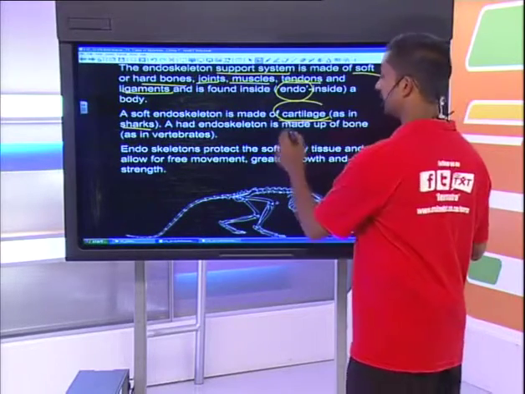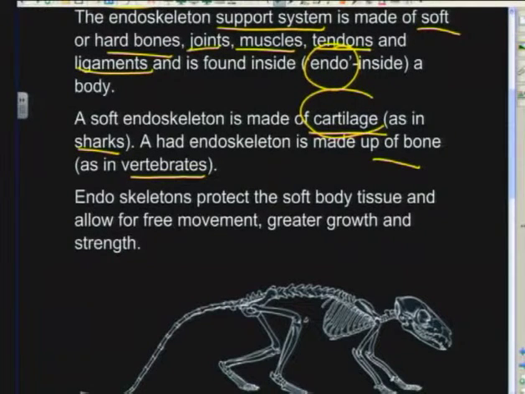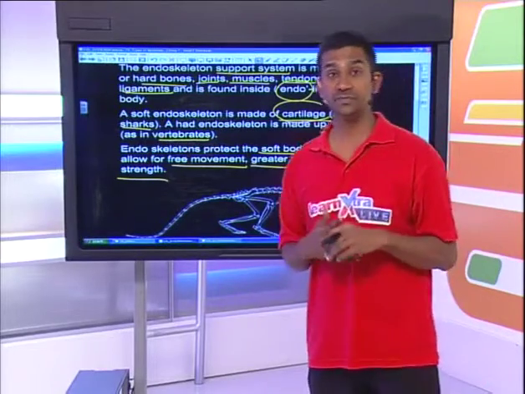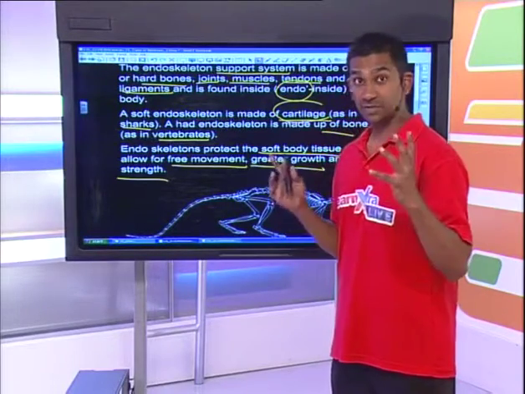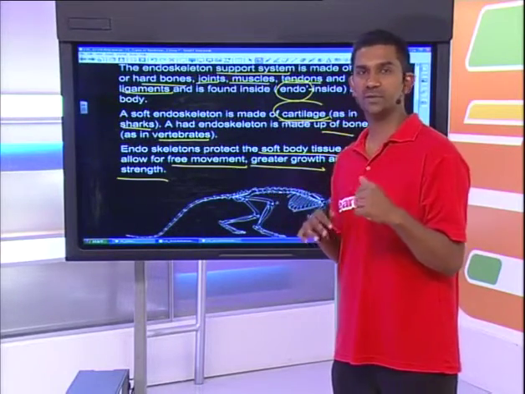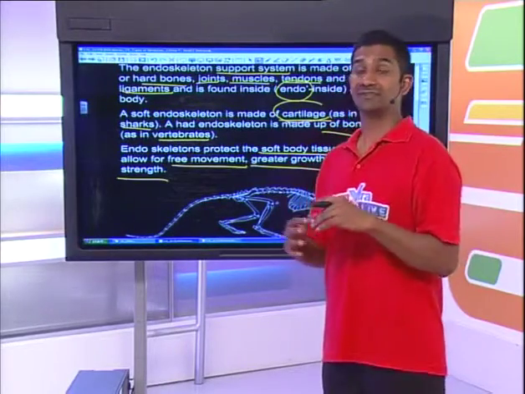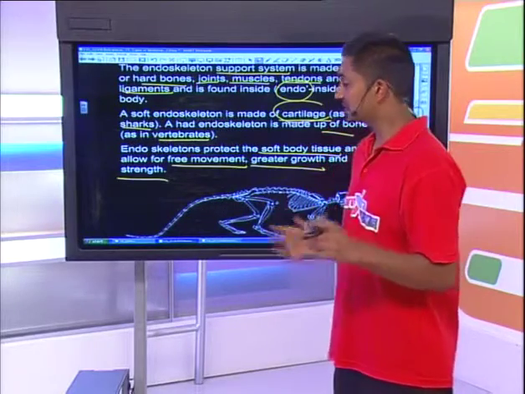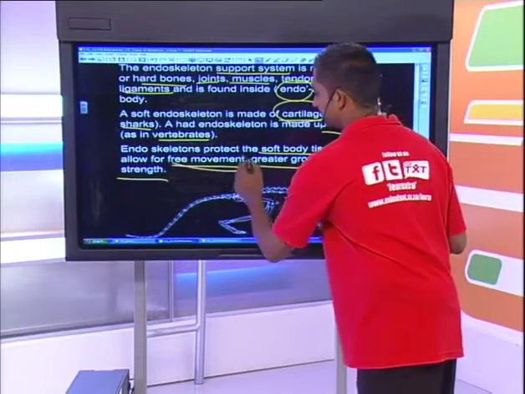A hard endoskeleton is made up of bone, as we see in vertebrates. An endoskeleton protects the soft body tissue and it allows for free movement, greater growth and strength. If you think about humans, or animals that have an endoskeleton, you know that we have a considerable amount of flexibility in terms of the way we can walk. If you think about animals that can stretch, they have larger wingspans, they can extend their arms, they can extend their legs, they can grip very easily. They move freely. There's free movement.